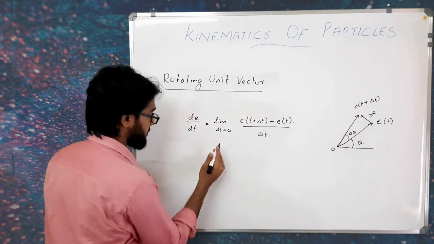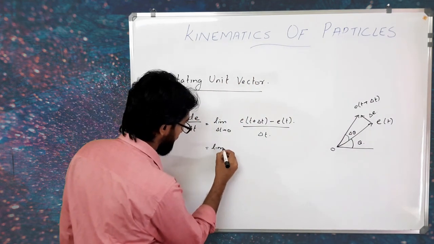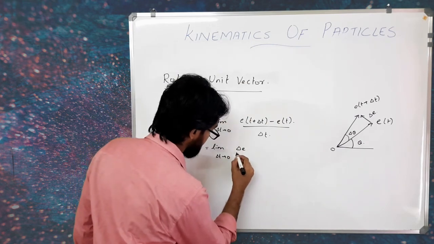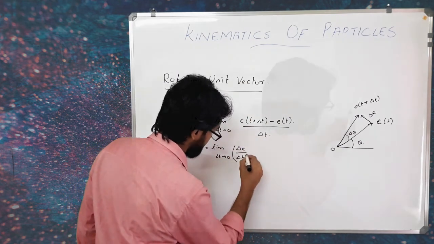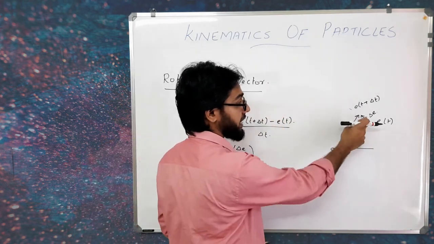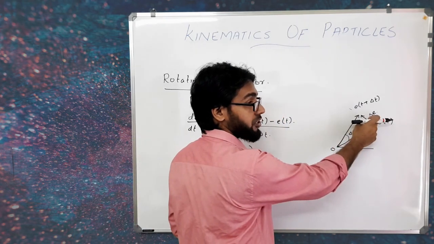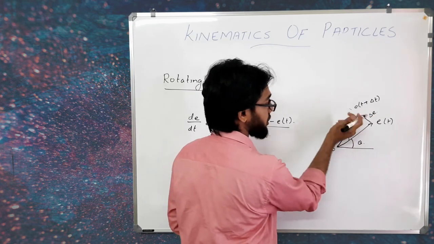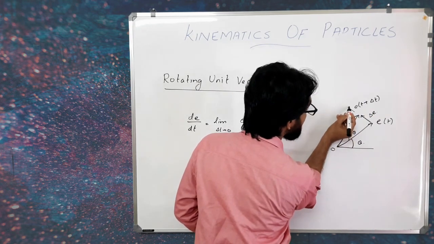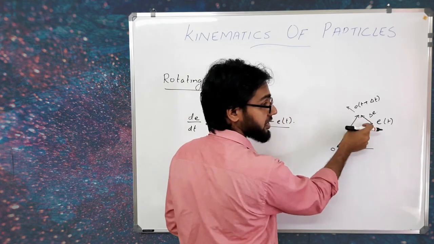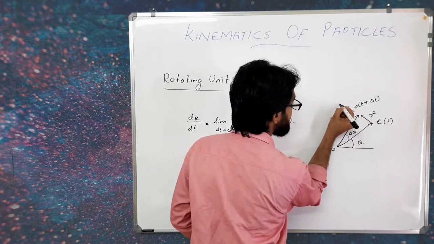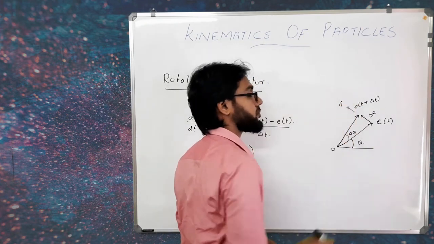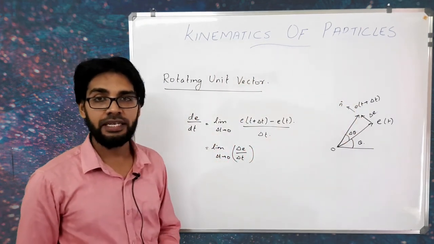So I can write this as the limit as Δt tends to 0 of ΔE by Δt. Remember one thing, ΔE is not a unit vector. These two are unit vectors. This is not a unit vector. So we introduce a unit vector in the direction of ΔE, and we call it n cap.